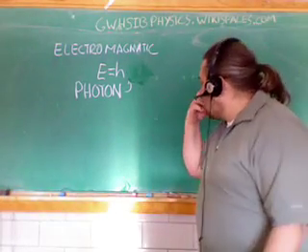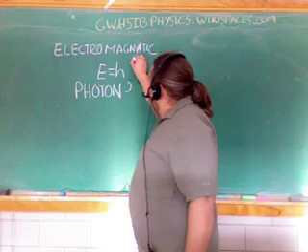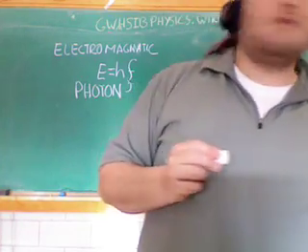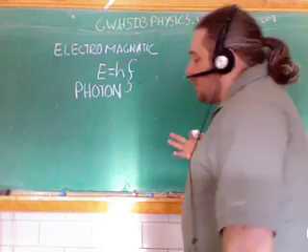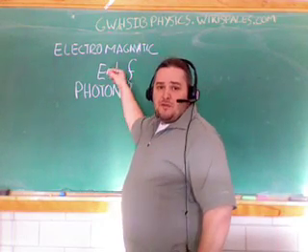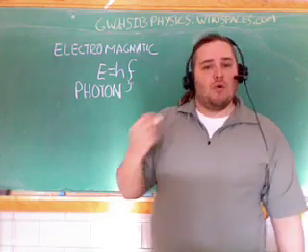Alright, so next we're going to talk about electromagnetic waves, and how much energy is associated with that electromagnetic wave. Okay? The amount of energy associated with what's called a photon is equal to Planck's constant times the frequency. So high frequency objects are going to have more energy.